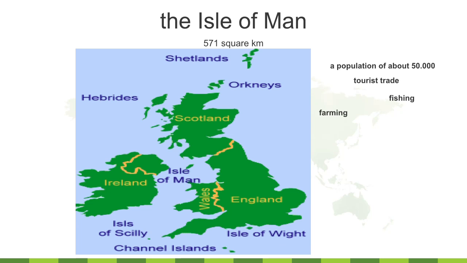In the middle of the Irish Sea, there is the Isle of Man. It has a population of about 50,000, chiefly engaged in farming, fishing, and tourist trade. The only settlement of any size is the holiday resort of Douglas.